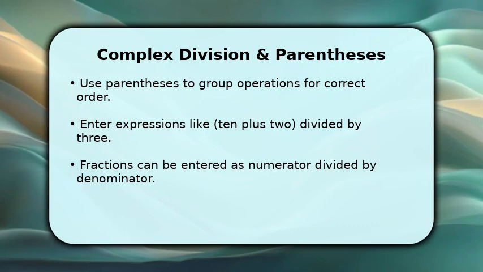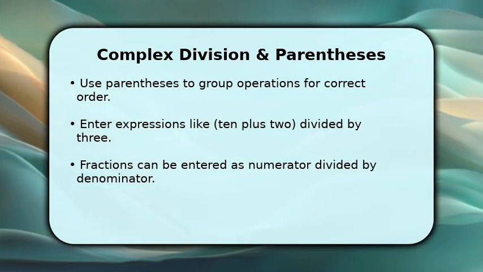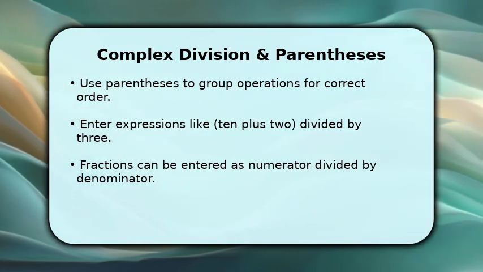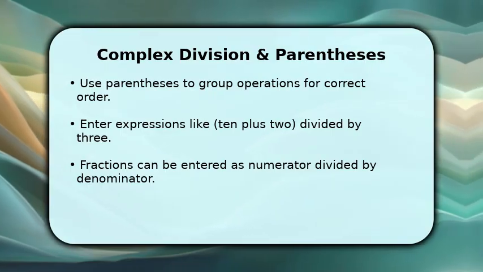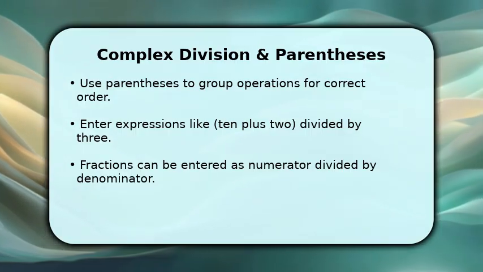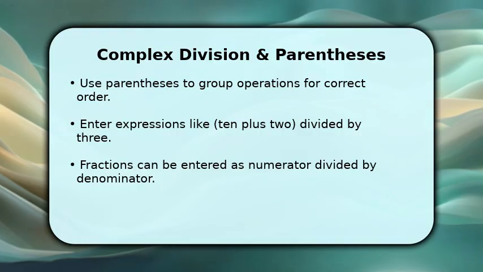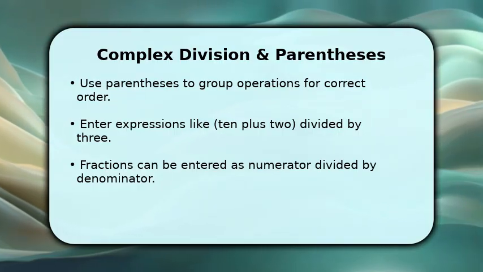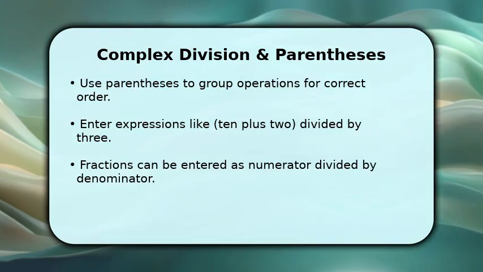When dealing with more complex expressions, parentheses are your best friend for ensuring the correct order of operations. For example, to calculate the sum of 10 and 2, then divide by 3, you would input open parenthesis, 10 plus 2, close parenthesis, then the division symbol followed by 3.